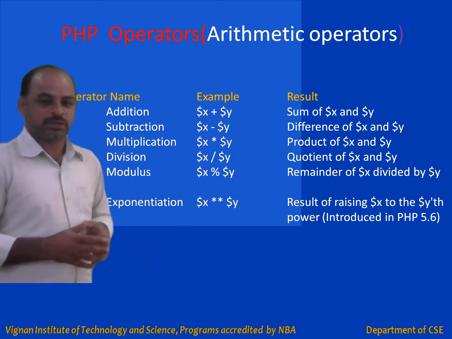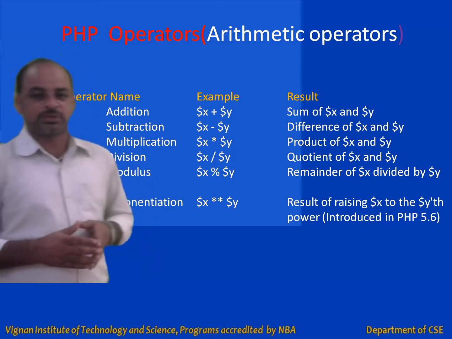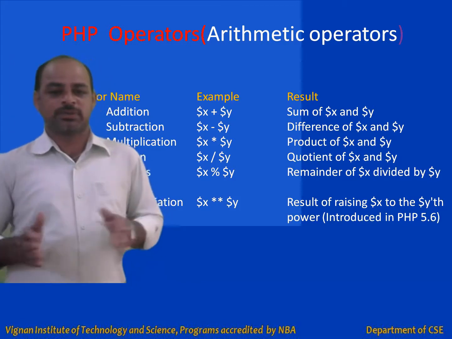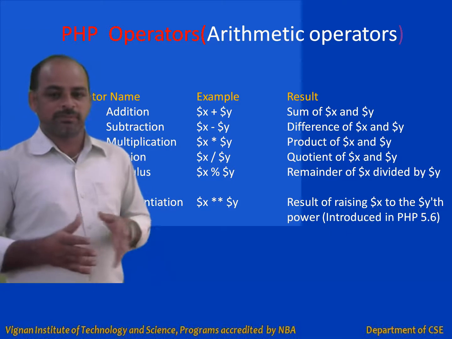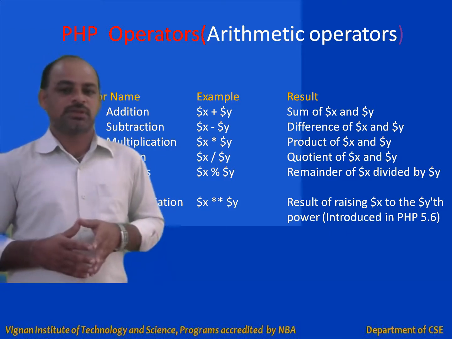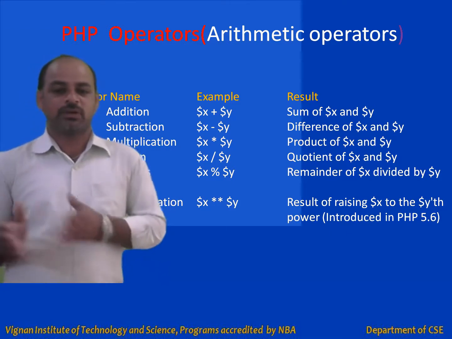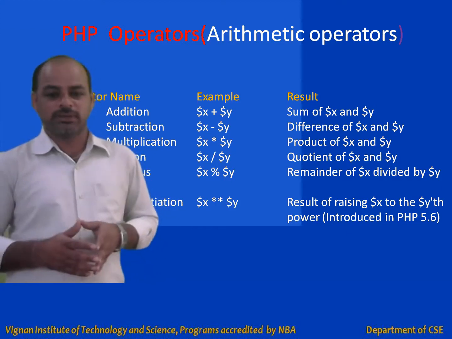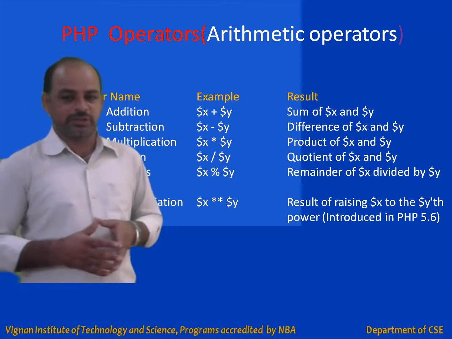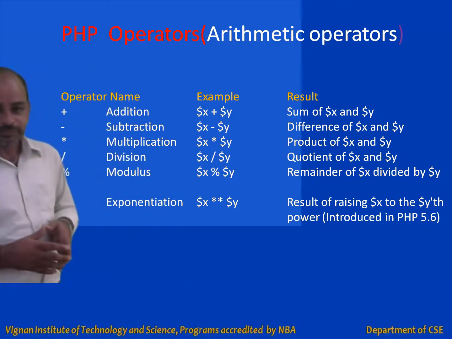Next, we have the subtraction operator. The subtraction operator does the subtraction operation, and the multiplication operator performs the multiplication operation. If x is one variable and y is another variable, x into y multiplies these two values and the result will be returned. It is the product of x and y.